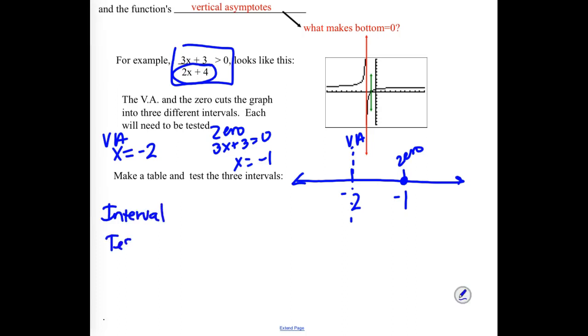We're going to test a point, and we're going to look at what kind of result we get. Is it positive or negative? Okay, so picture making a little table.